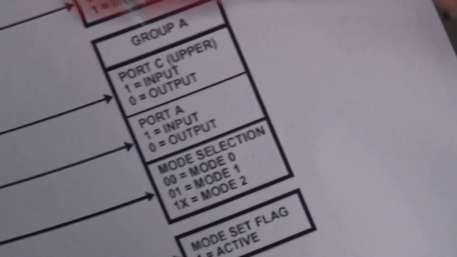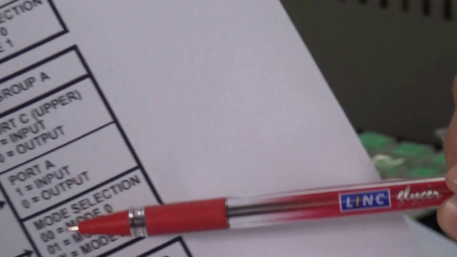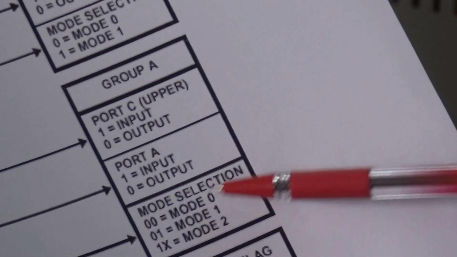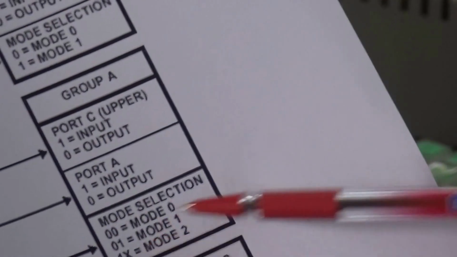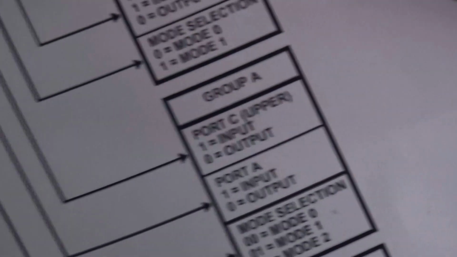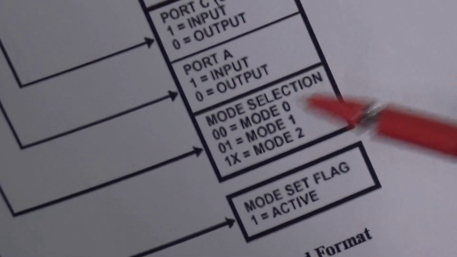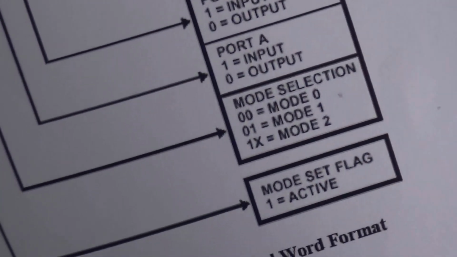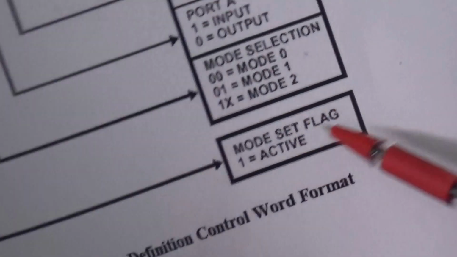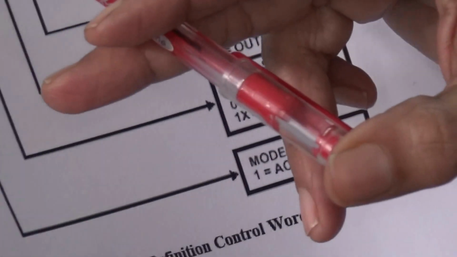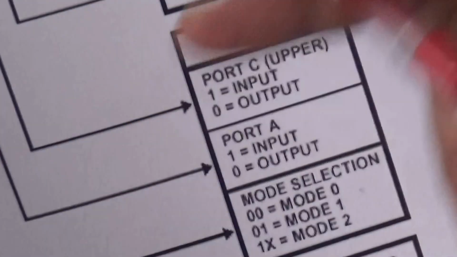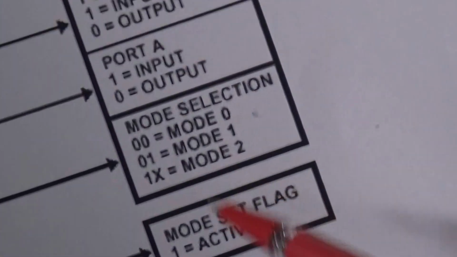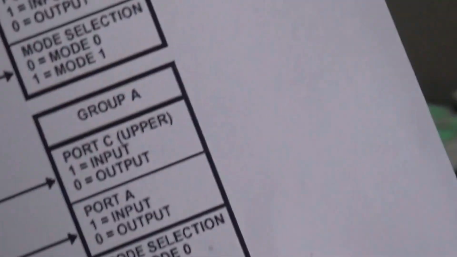Then bit D4 is used for port A. Then D5 and D6 together are for the mode selection. 00 is mode 0, 01 is mode 1, 1x is mode 2. Depending on the information you write here, it can be configured in any one of these different modes. The last bit is the D7 bit, which is referred to as the mode set flag. It can be used for data or for bit set/reset mode. If it is 1, it is the I/O mode, otherwise it is bit set/reset. Accordingly this will be decided.